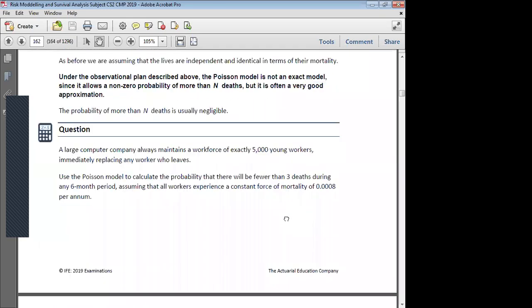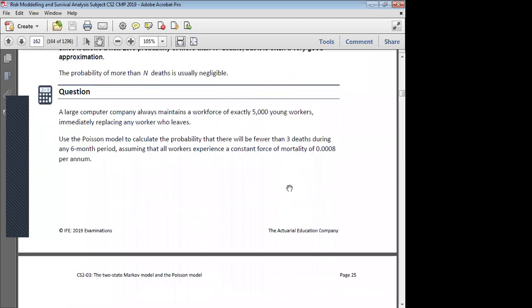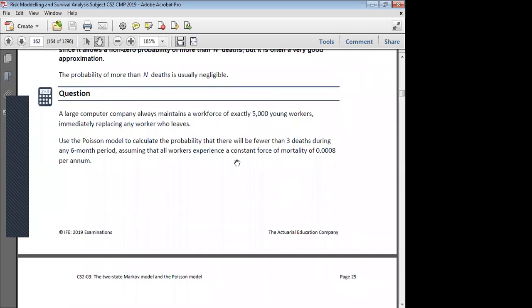Now, if you have a look at this example, can you read this question for us? Yes, ma'am. A large computer company always maintains a workforce of exactly 5,000 young workers, immediately replacing any worker who leaves. Use the Poisson model to calculate the probability that there will be fewer than 3 deaths during any 6-month period, assuming that all workers experience a constant force of mortality 0.0008 per annum.